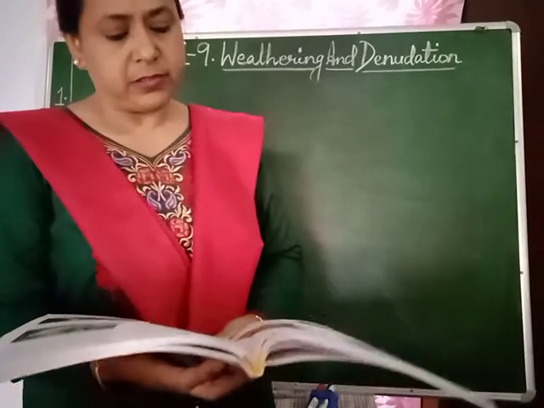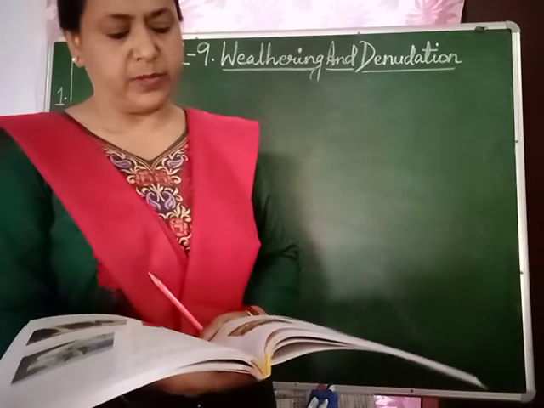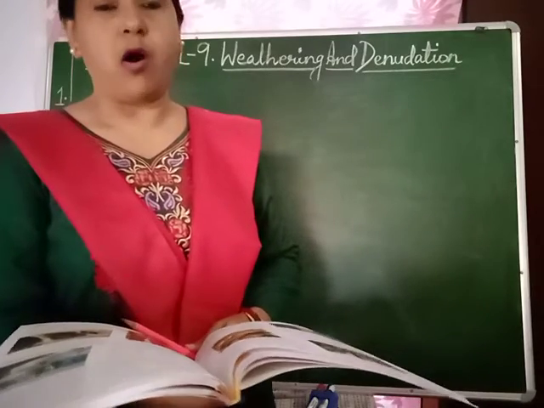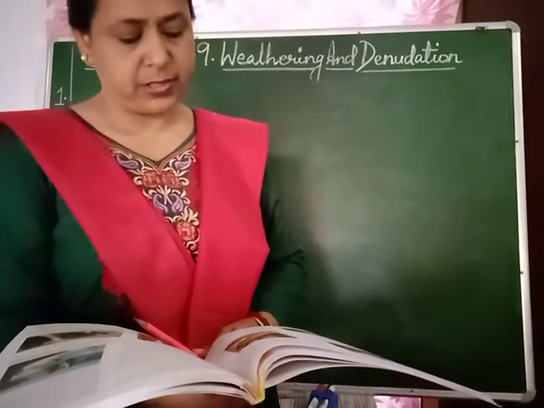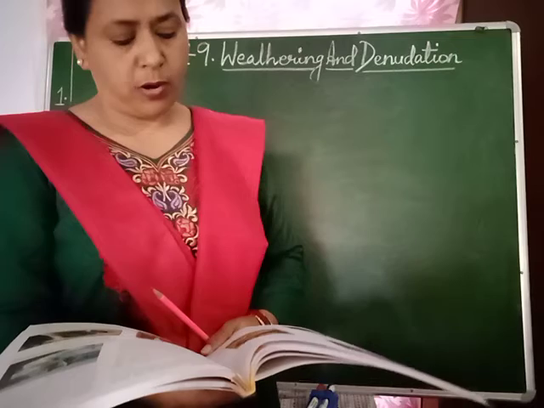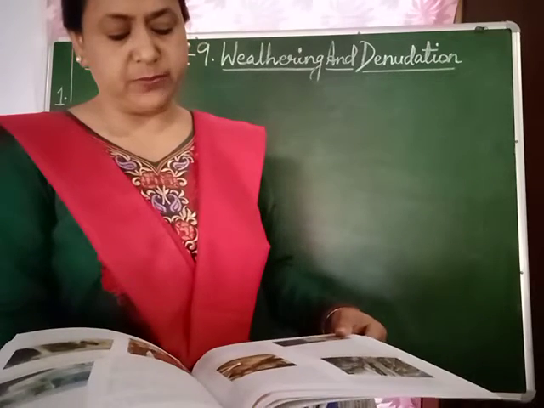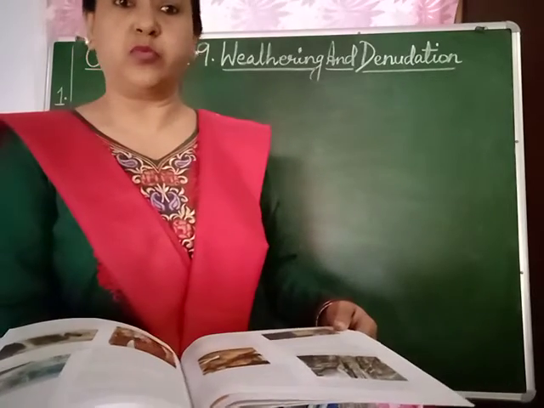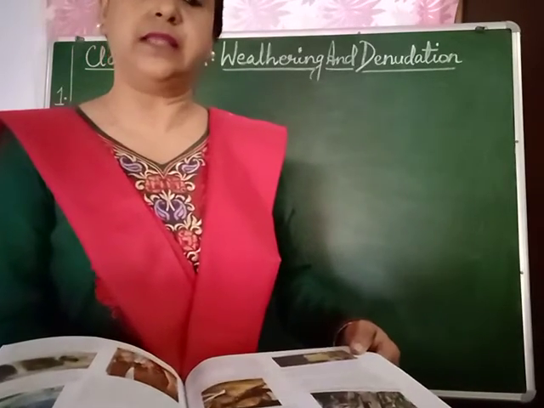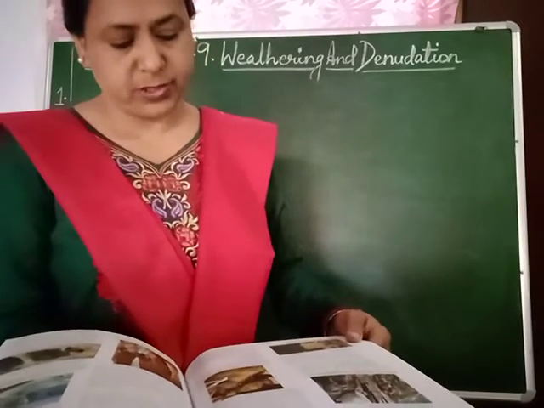The process of chemical weathering is governed by the following factors: oxidation, hydration, carbonization, and solution. Oxidation. When oxygen in the air and water reacts with minerals in the rock, oxidation takes place. When water and the chemicals in the rock react together, it is called oxidation.